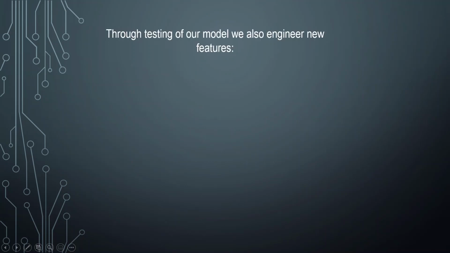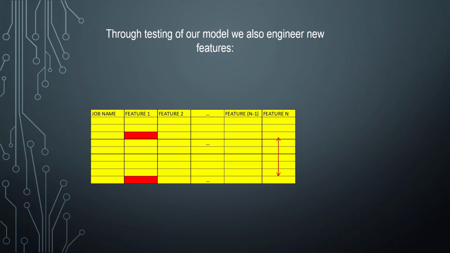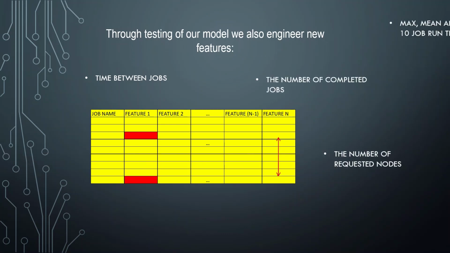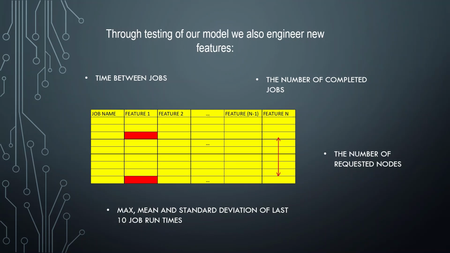Based on the data we have, we also constructed new features, where features can simply be seen as characteristics that describe our data and users. Some of the most important features include the time passed between submission of 2 jobs, the number of completed jobs, and requested nodes within the cluster. The max, mean, and standard deviation are also very important to help us predict the runtime more accurately.